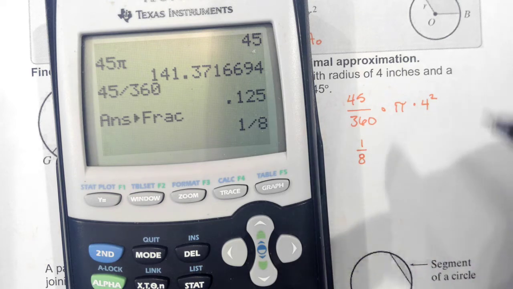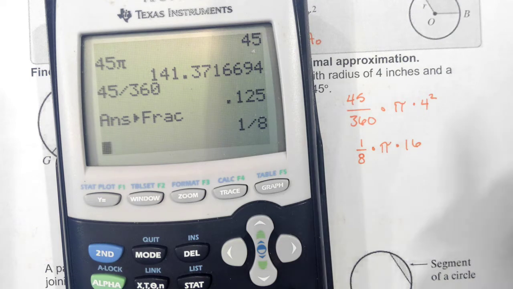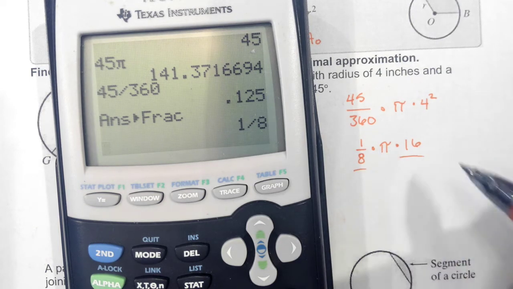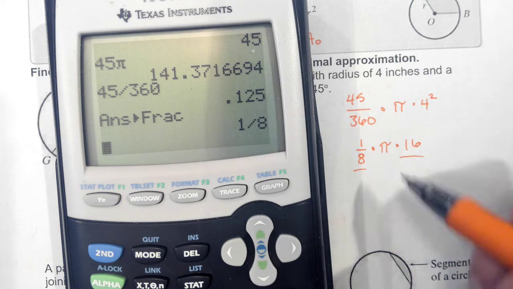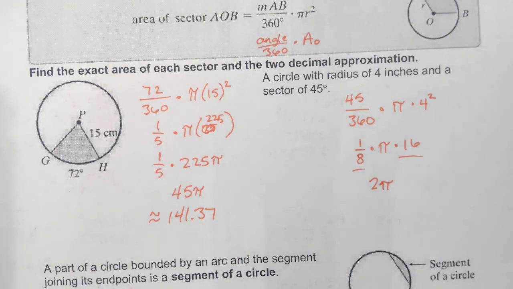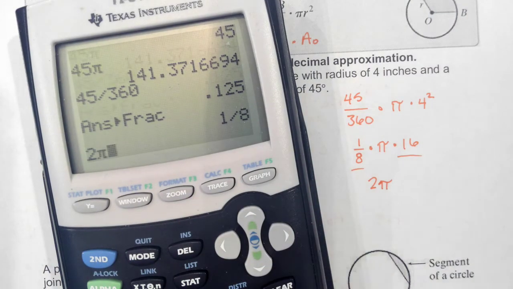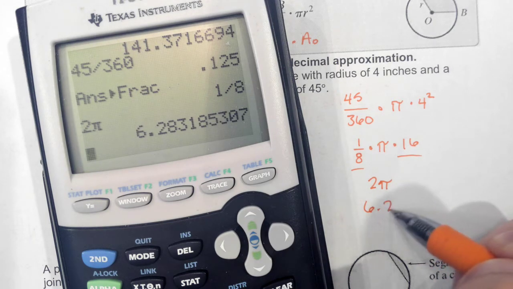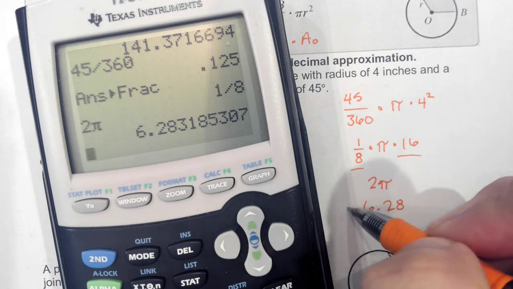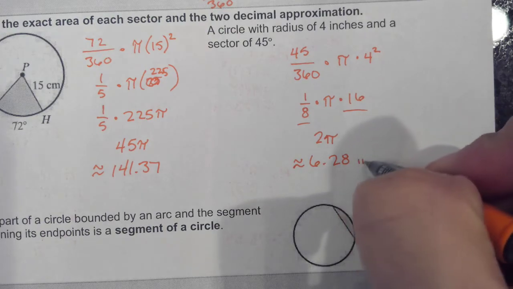So that's 1/8 as a fraction times pi times 16. So I'm going to do the 1/8 times 16 part. 16 divided by 8 is 2, so that comes out to be 2 pi for an exact area for that sector. And then 2 times pi is going to be 6.28 when rounded to the nearest 2 decimal places. And I mean, these are areas, so I guess I should be using my labels, but I haven't been.